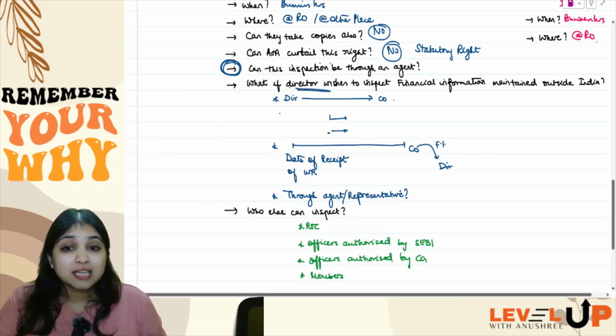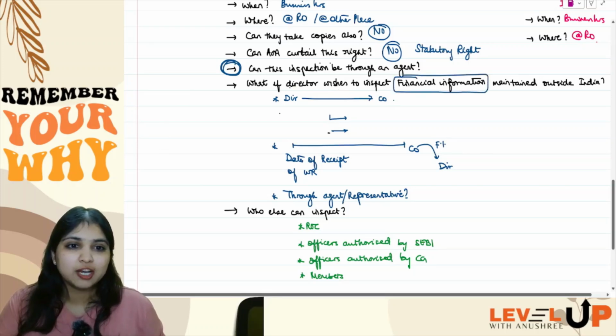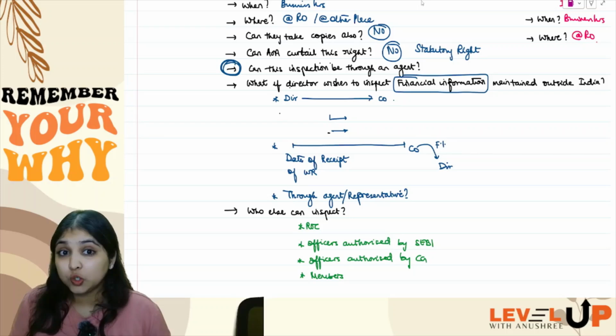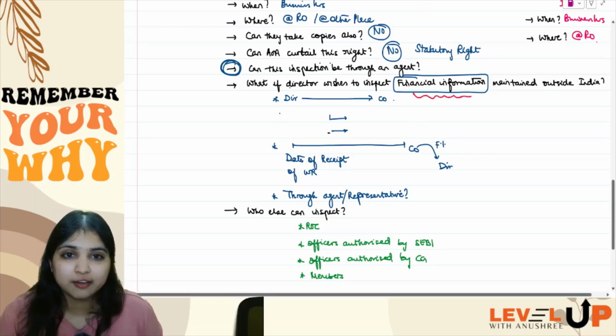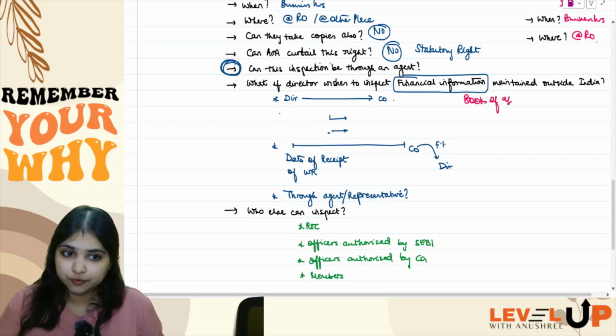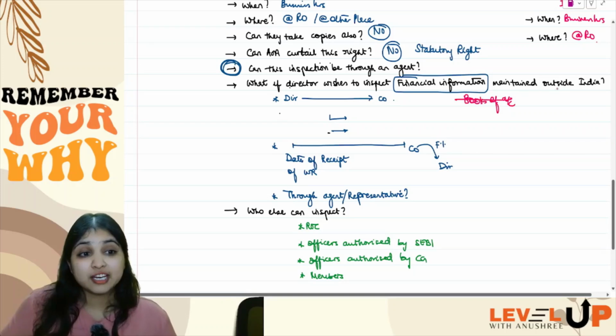See, sometimes the director may want to inspect financial information maintained outside India. What does the director want to inspect? Books of accounts? No, financial information. We are not talking about books of accounts over here. We're talking about financial information, and this financial information is outside India.